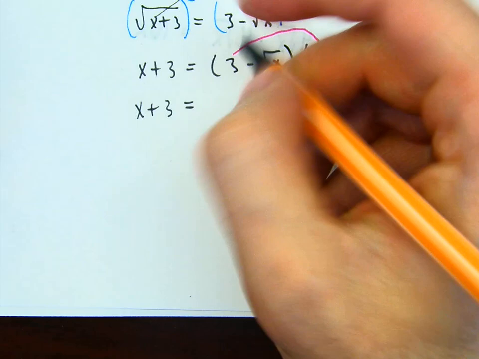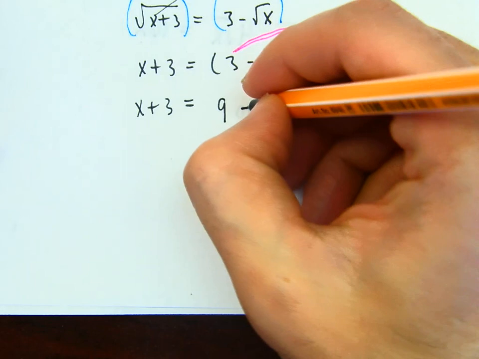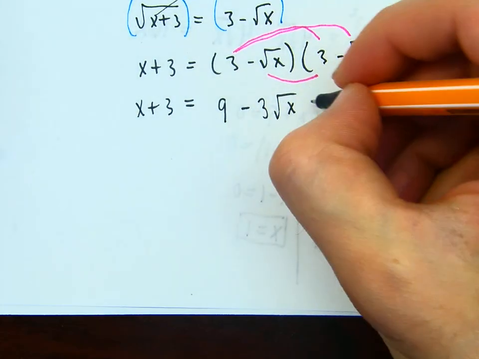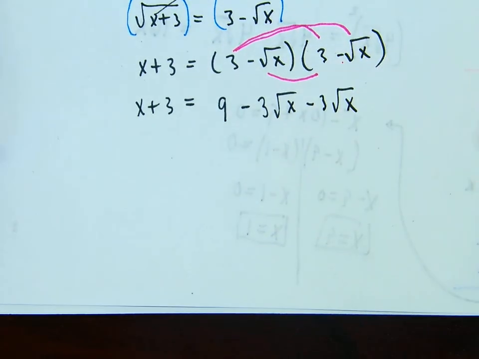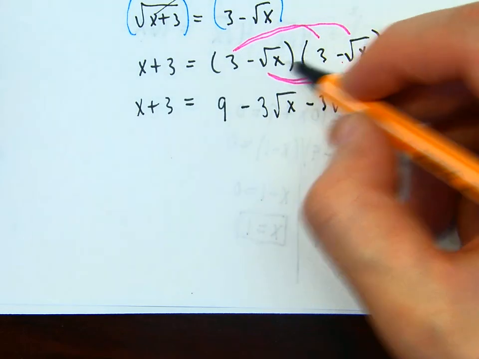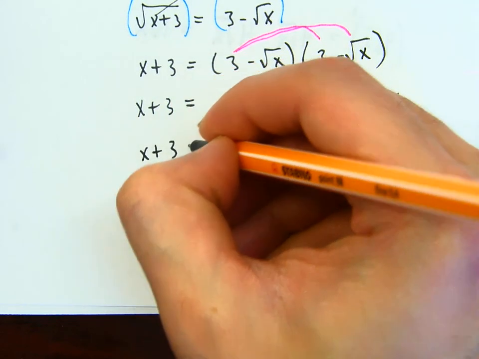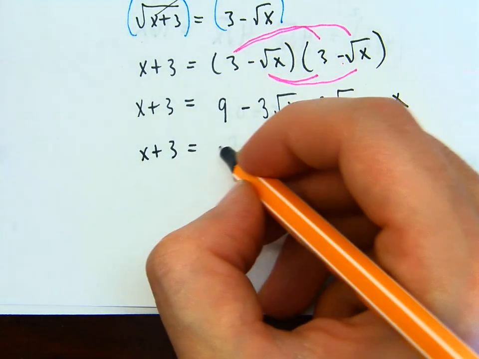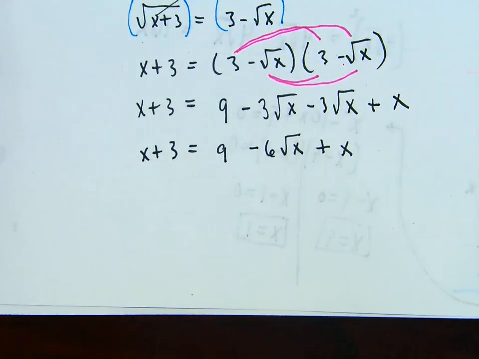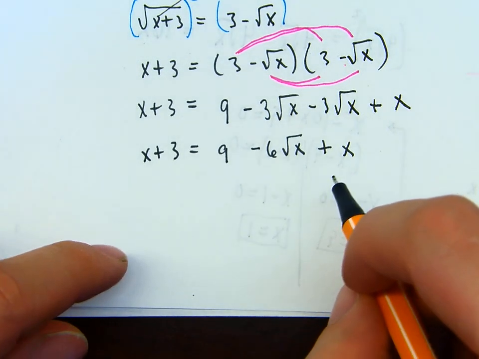3 times 3, 9. 3 times negative radical x is negative 3 radical x. Here to here, negative 3 radical x. And here to here, negative times negative is positive. Square root of x times square root of x is x. Okay? But then here, it's very similar to the other problem, but this becomes what? Negative 6 radical x plus x. Okay? Now, how do you continue further? What's the next move?